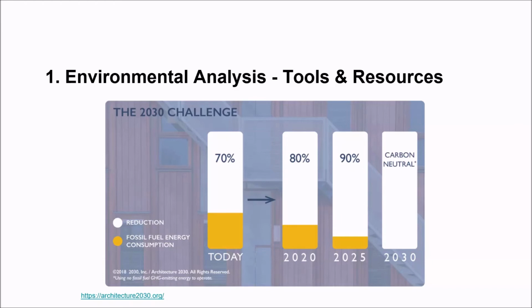The fossil fuel reduction standard for all new buildings and major renovations shall be increased to 80% in 2020, 90% in 2025, and carbon neutral in 2030, aka using no fossil fuel GHG-emitting energy to operate.